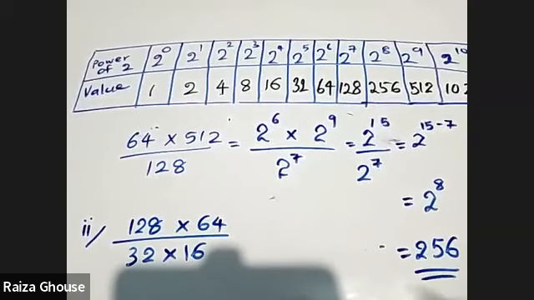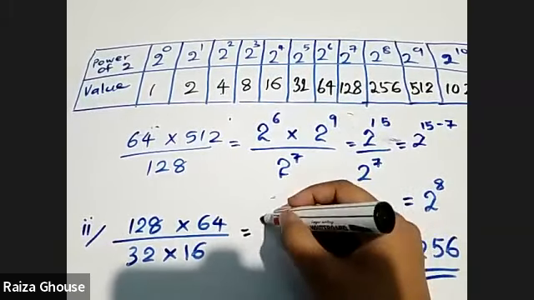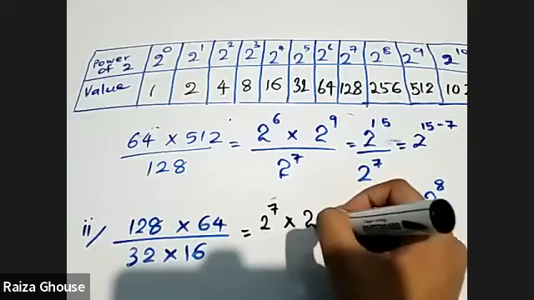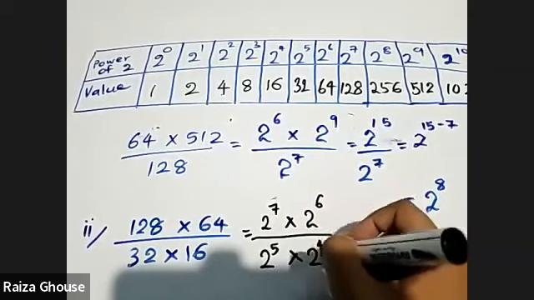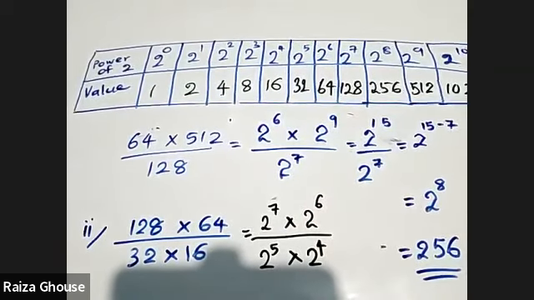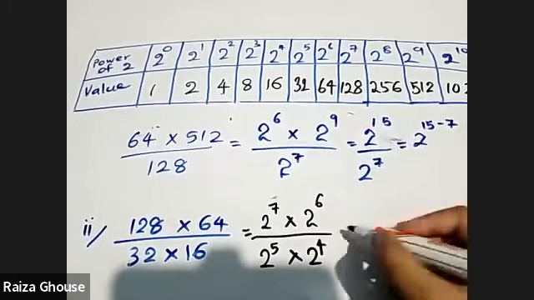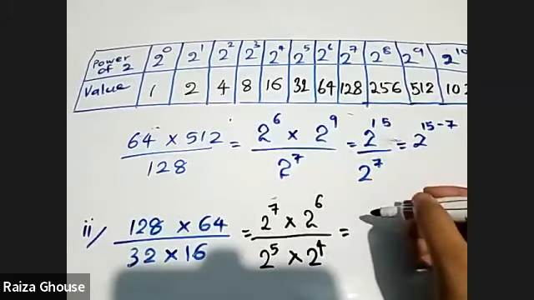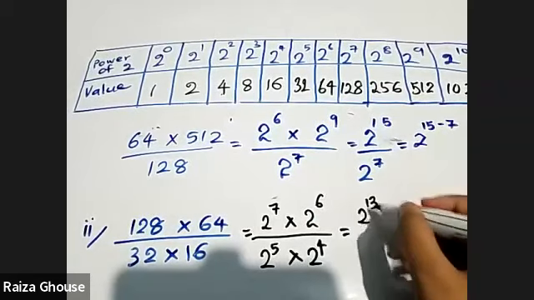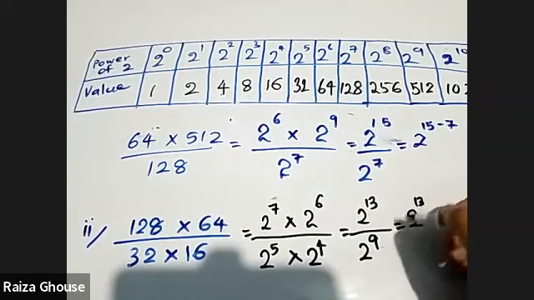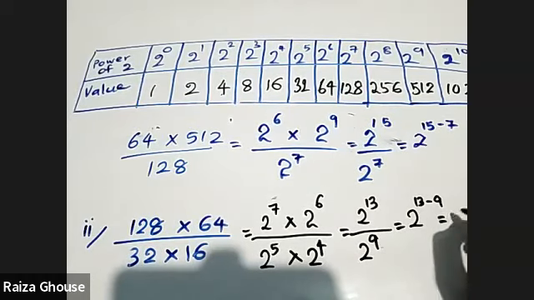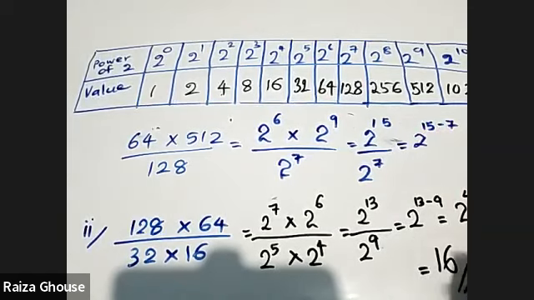Right, now look at the board. 128 means 2 to the power 7, 64 means 2 to the power 6, 32 means 2 to the power 5, 16 means 2 to the power 4. Now I can solve this. I'll erase this part here. Now 7 and 6, if you add them, you get 13, 2 to the power 13. 5 and 4, if you add, 2 to the power 9. Now same base, different powers, you have to divide. That means subtract. 13 minus 9 is 2 to the power 4. 2 to the power 4 means, look at the table, answer is 16.